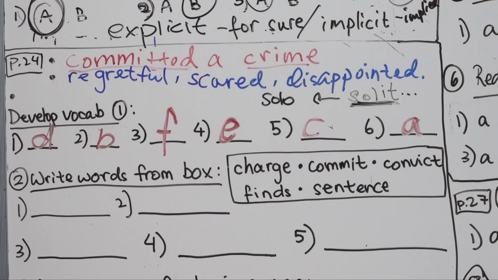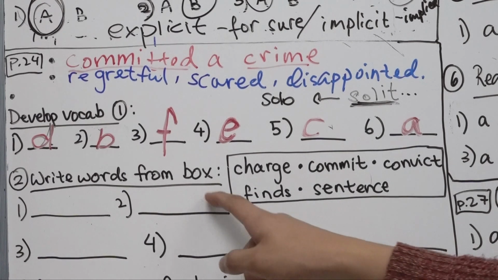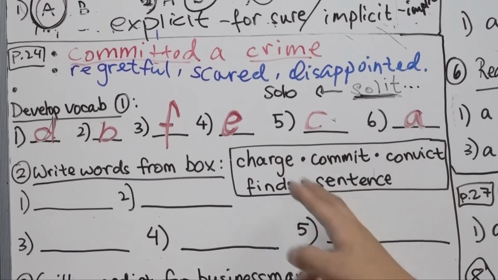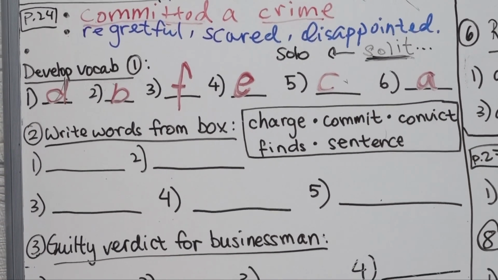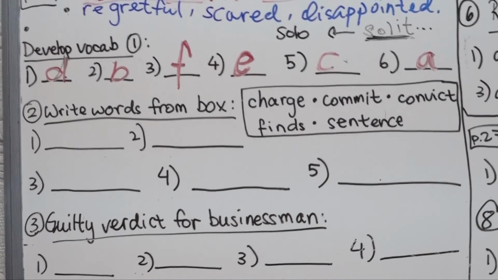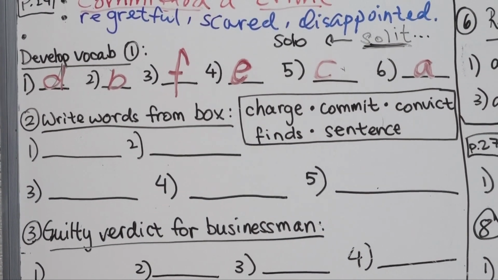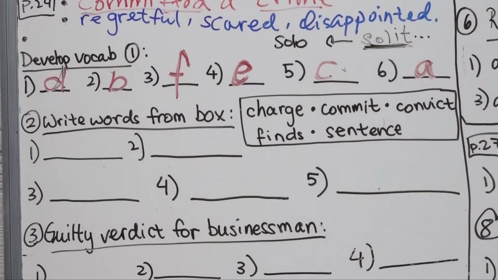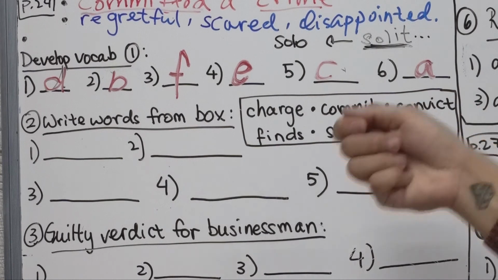All right, so let's go to part 2. We write the words into the sentences. We have 5 here too. Let me just go around the box real quick. So charge. Can you try and guess what charge means here? Remember, the context is prison, or the justice system. So what does charge mean? Like charging your battery, or charging like an attack?